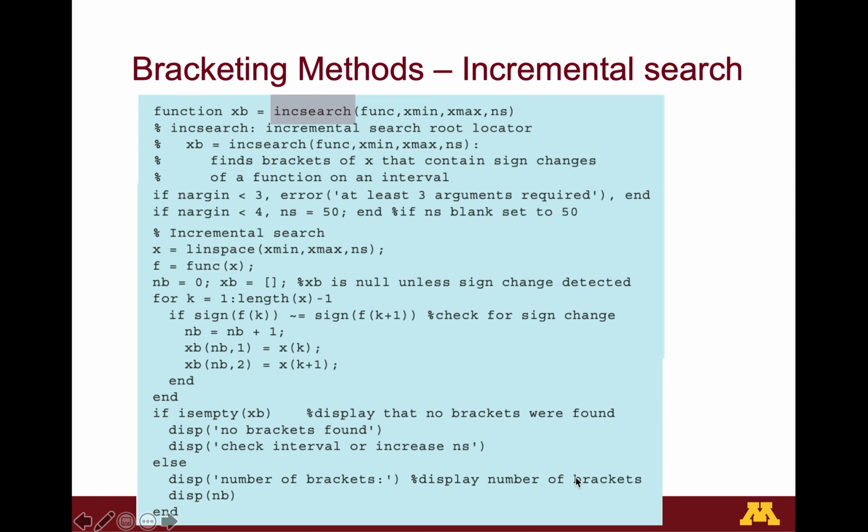Here we share a piece of code, which is a function of incremental search. What it does is to recognize a function to be solved for roots, the interval starting with xmin and ending with xmax, and ns is the number of brackets the interval is to be split into. The sign of f(k) times f(k+1) is examined to see if there are any brackets with changed signs. If yes, store those brackets as potential root locations. We will revisit this method later.